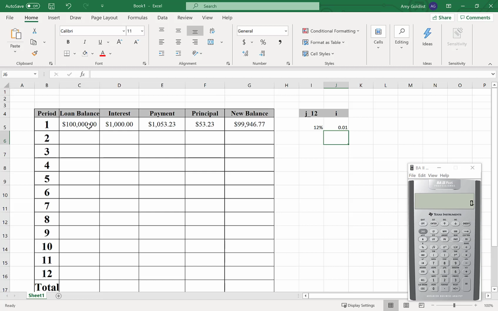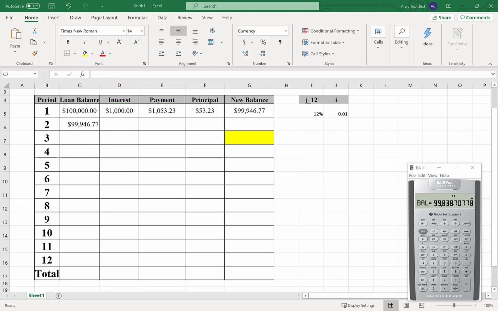We started with $100,000, and that $1,000 was actually 100,000 times the interest rate. For you Excel aficionados, pressing F4 here means that we've fixed that so the interest rate stays the same for the whole problem. Enter. Our payment, that's fixed. And our principal is how much we paid minus the interest. Our new balance is going to be that $100,000 minus the amount of principal we paid off. What I owe at the beginning of month two is what I owe at the end of month one.